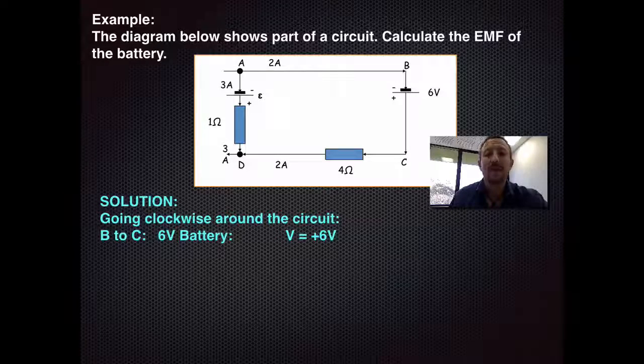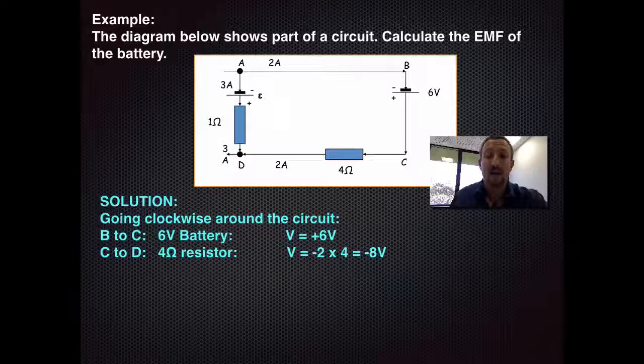So to go from B to C, I go negative to positive. By going negative to positive, the voltage is plus 6 volts. I gain the energy, so it's a positive. Then I go C to D. Now in C to D, I'm going through the 4 ohm resistor. Now I want to know what the voltage is going through the 4 ohm resistor.